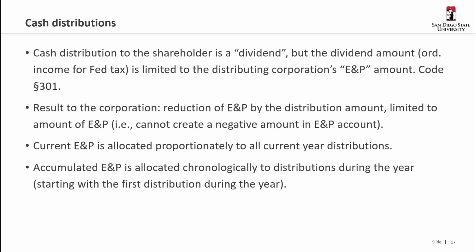So accumulated E&P is allocated chronologically to distributions during the year, which is kind of like just the opposite of current E&P.